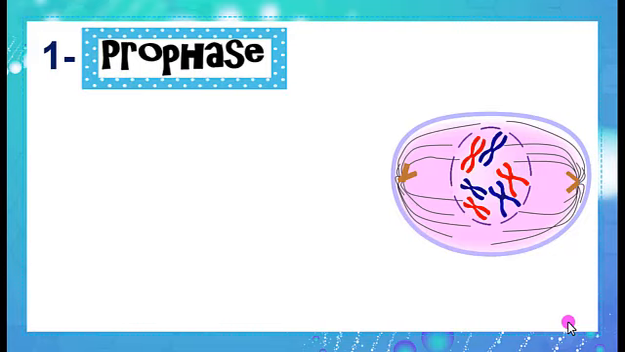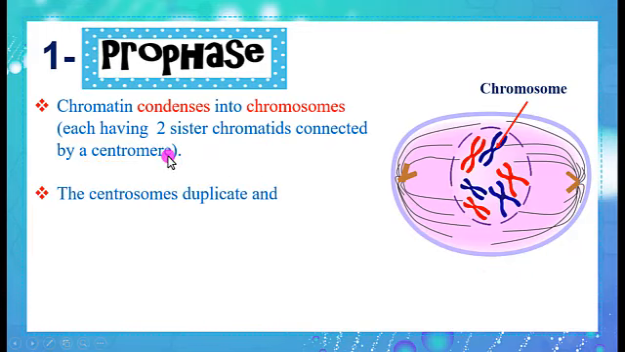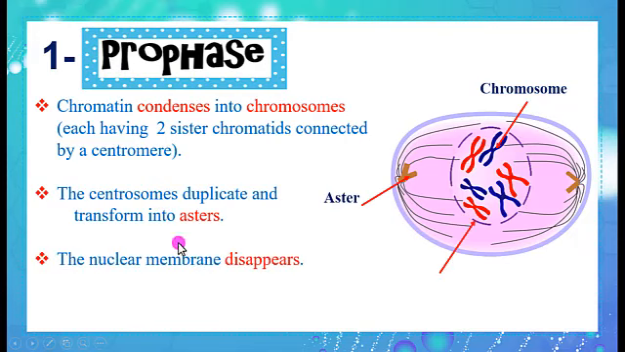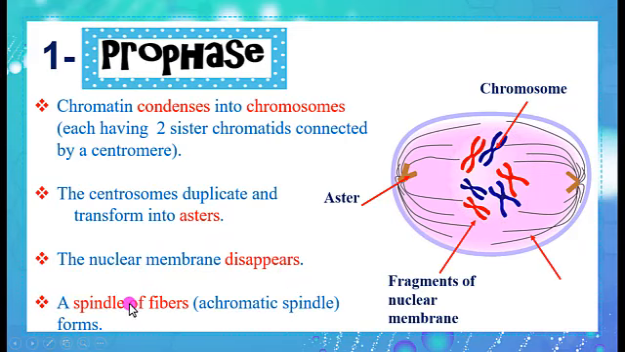Very good. So the chromatin condenses into chromosomes, each having two sister chromatids joined by a centromere. Second, the centrosome duplicates and transfers into asters. The nuclear membrane disappears, and a spindle of fibers or a chromatic spindle forms.